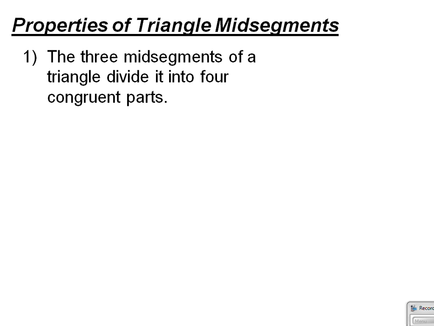In this case, the properties of a triangle mid-segment include the following. First, the three mid-segments of a triangle divide it into four congruent parts. If we're given a triangle here and its mid-segment, this is not the only mid-segment of a triangle. For example, we could certainly bisect, say, the right side of the triangle and then its bottom side.